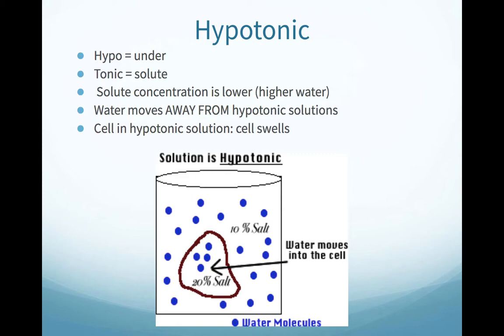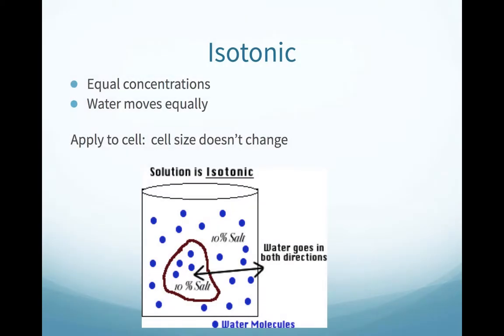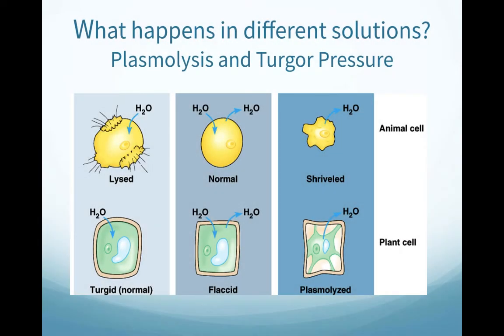But if you put them in an isotonic solution, then nothing will actually happen to them. So that's actually what happens to different cells. And if they are put in a hypotonic solution, they're going to swell and they're going to burst. And that's known as lysis if you're an animal cell.